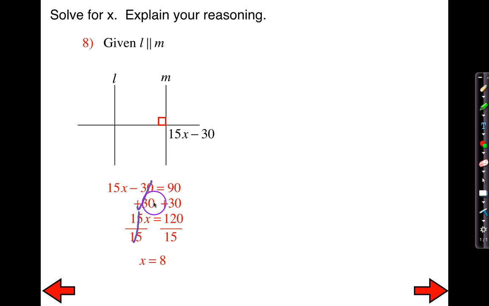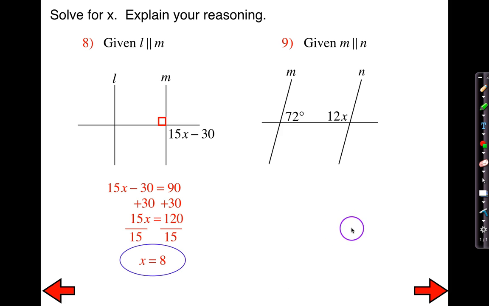How would you know that this is true? Well, because we know that vertical angles are congruent. There we go. Okay, next, I want you to go ahead and pause the video once again and try number 9 on your own. Let's see how we did.